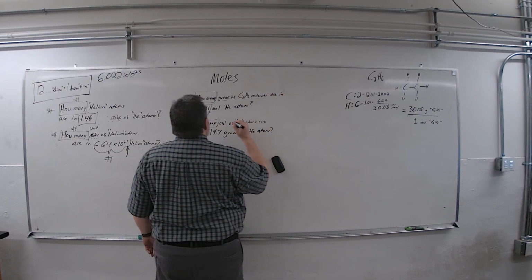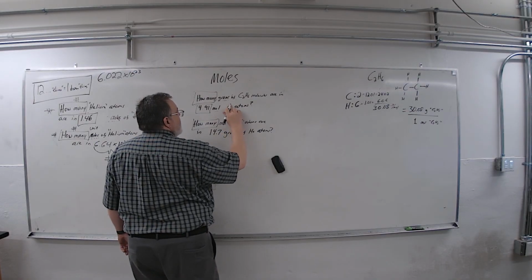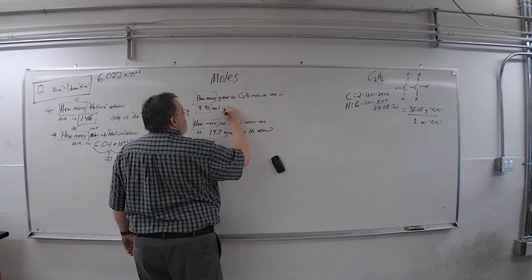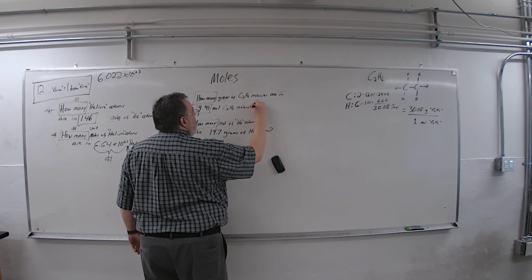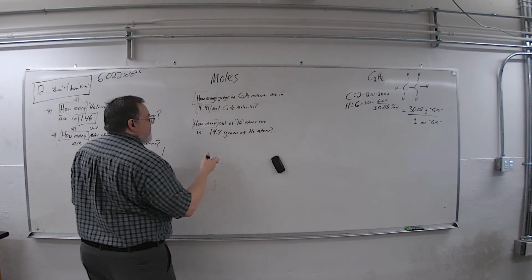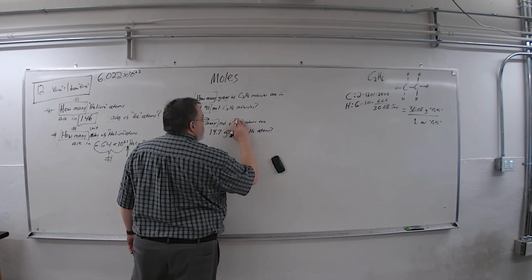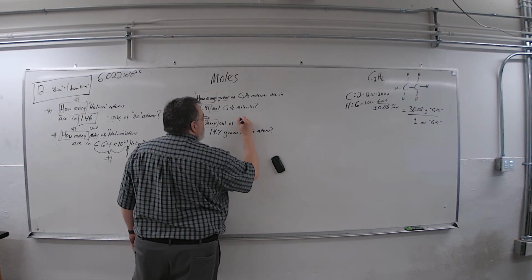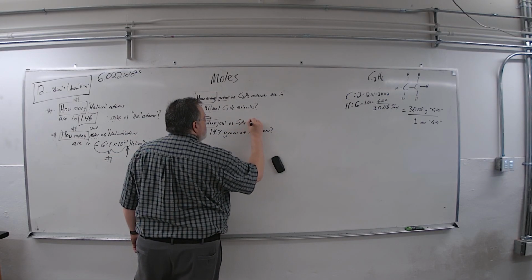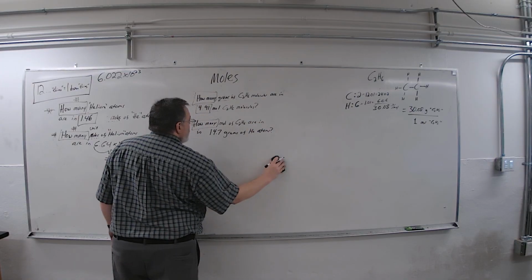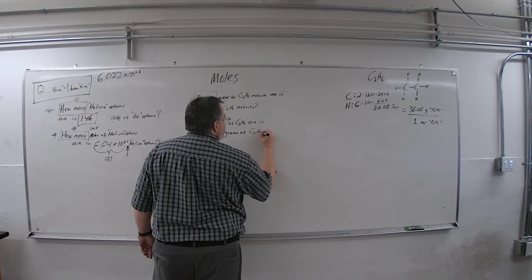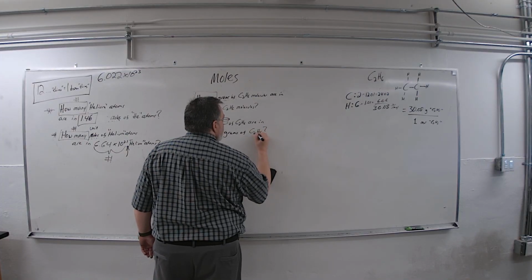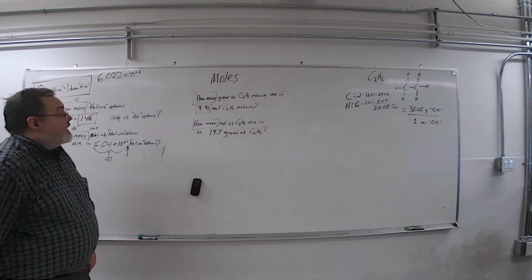Are in moles of, and then I can flip it over the other way around. How many moles of C2H6 are in 1.47 grams of C2H6? I'm not going to say molecule again. It's understood what that is.